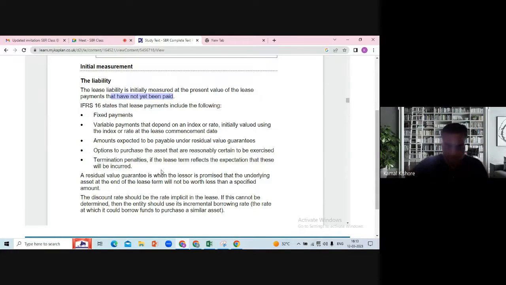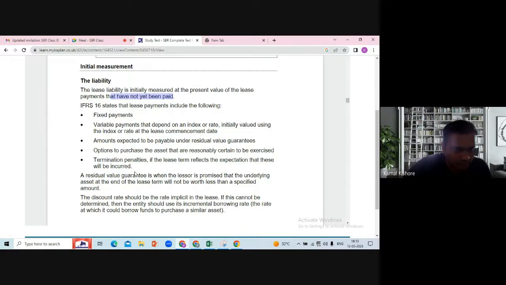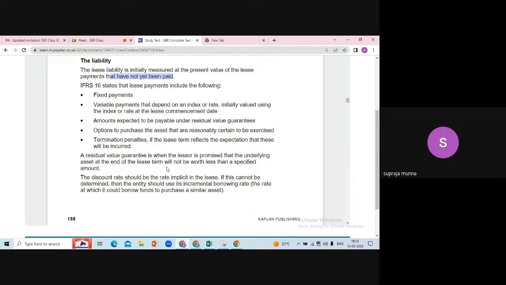So an exam question could be on termination penalty, or residual value guarantee. The examination could be on this. The discount rate should be the rate implicit in the lease. Basically, it is the cost of capital, the rate at which you could borrow funds to purchase a similar asset. So this is the rate at which you are going to discount the cash flows. This is about the liability.